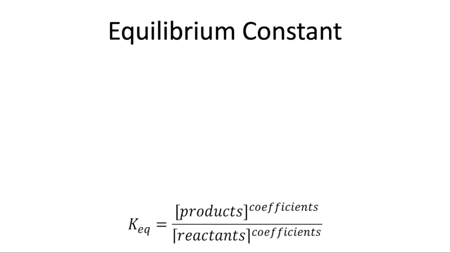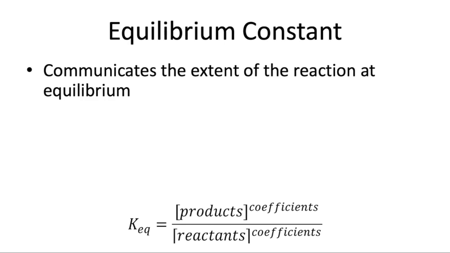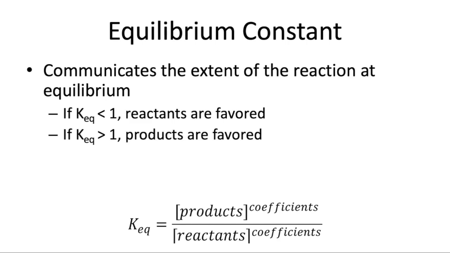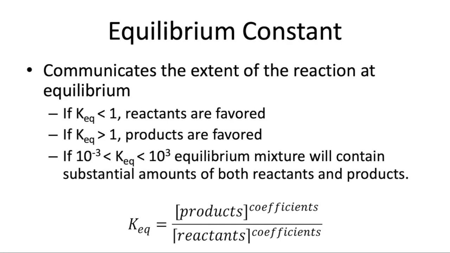One way that we express equilibrium is using the equilibrium constant. This communicates the extent of the reaction, or the ratio of products to reactants. If the value of KEQ is less than 1, then it means that the reactants are thermodynamically favored. If it's greater than 1, it means the products are favored. And if it's somewhere in the middle between about 1/1000th and 1000, that means that there will be substantial amounts of both products and reactants at equilibrium.